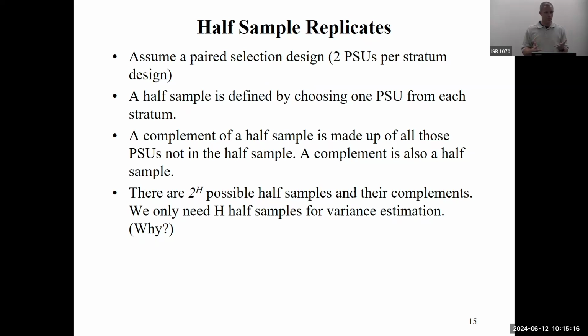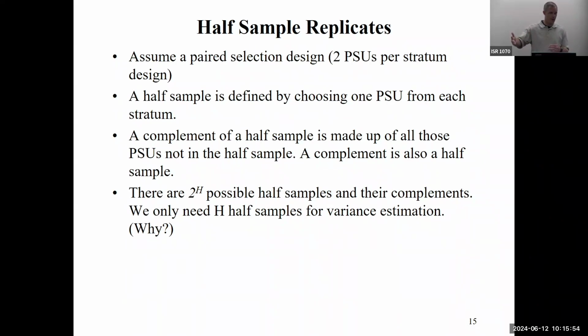And this does assume what's called a paired selection design, where you have 2 PSUs per stratum. A half sample replicate is defined by choosing 1 PSU from each of the strata. And we don't do that at random in balanced repeated replication. That's the key point here. This is not done at random. It's done in a very systematic fashion to make sure that the different half sample replicates are balanced with each other. Okay? So when you form a half sample replicate, the complement of that half sample replicate is also a half sample replicate.